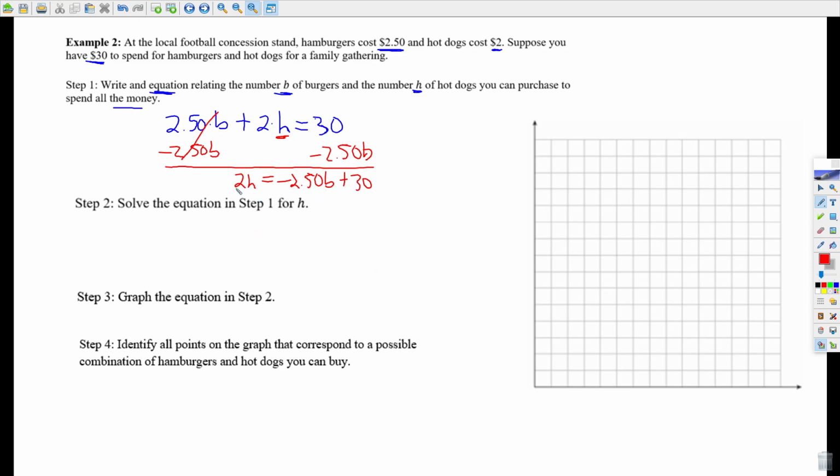And the last thing we have to do is to get rid of the 2. Since you have multiplication, we need to divide. So let's see if I can squeeze this in here. Divide by 2. And then we have to divide the entire side by 2 as well. The 2's cancel out. So we have H equals. So what happens when we divide 2.50 by 2? Well, what's half of 2.50? That's going to be a negative 1.25B. Don't forget the 2 has to go to both things. So 30 divided by 2 is a positive 15.